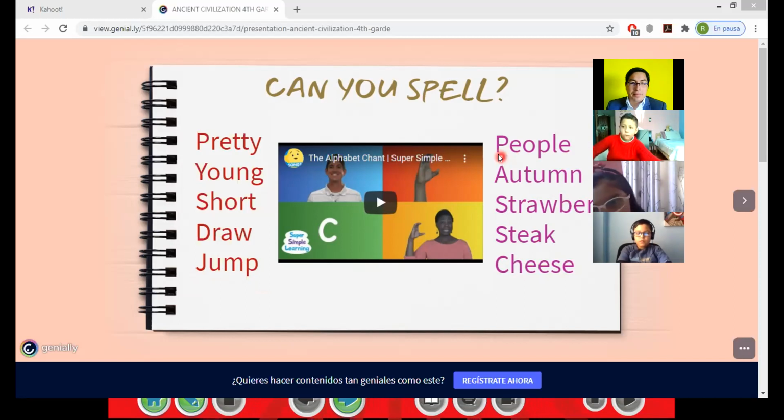People. P, A, P, O, P, L, E. Maria, spell people. People. Good. No se olviden, después de deletrear tienes que decir la palabra que has deletreado.